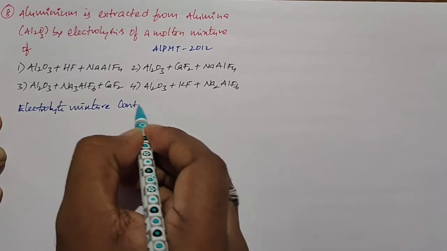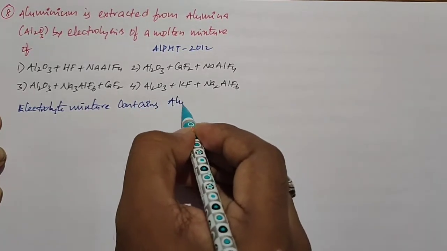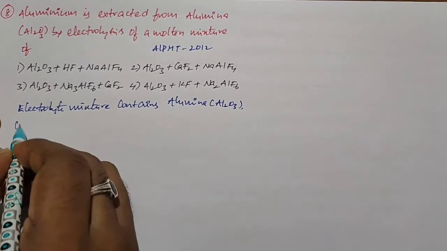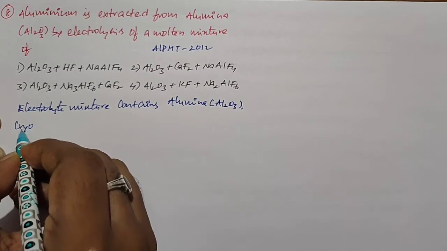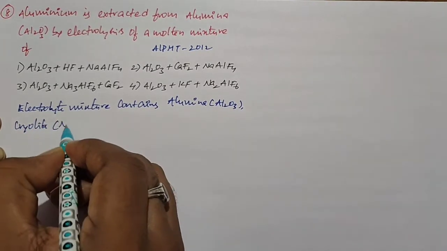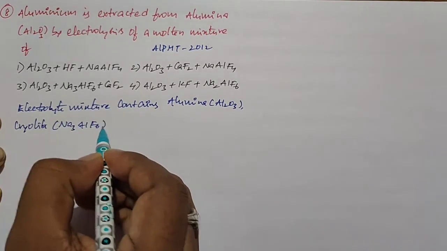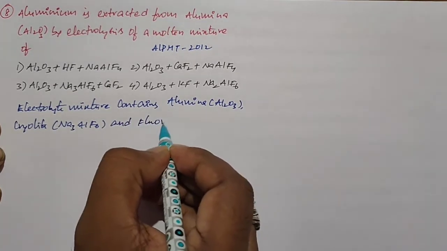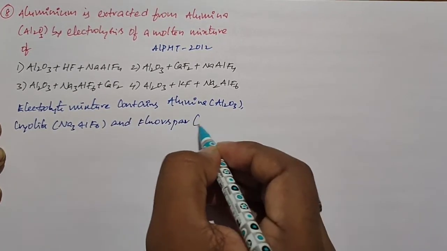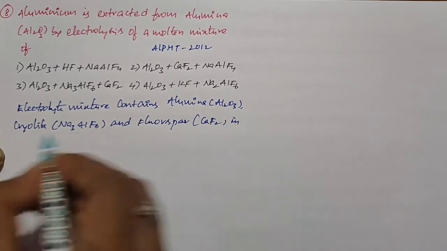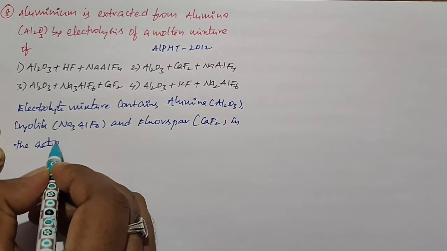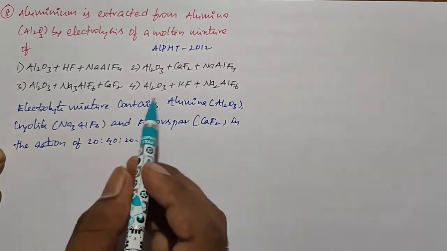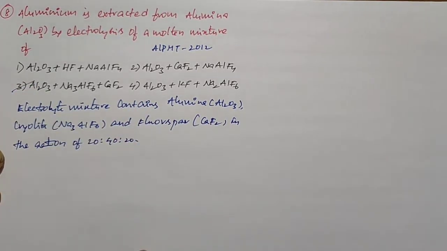contains alumina, its formula is Al2O3, cryolite, and its formula is Na3AlF6 or AlF3.3NaF, and fluorospar, CaF2, in the ratio of 20:40:20. So based on this, the mixture contains, third option is the right option for that.